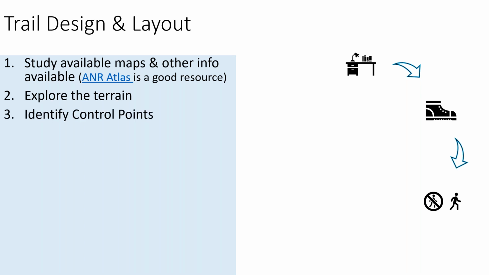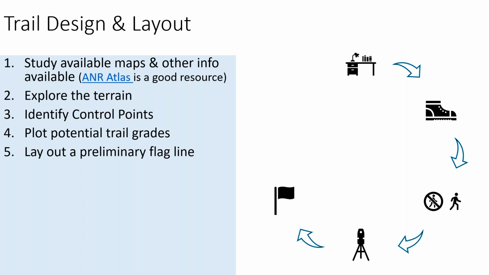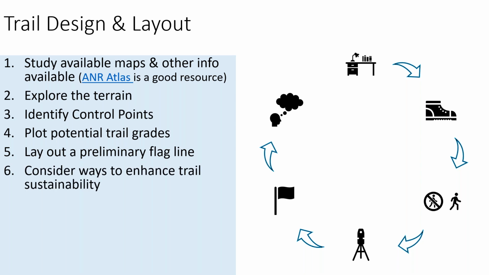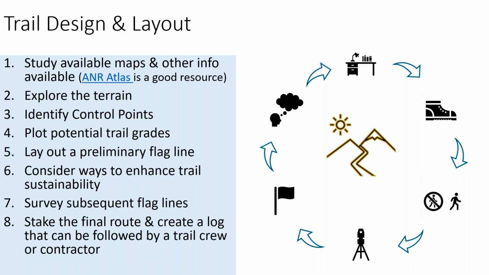You identify the control points that might exist when you get down into the nitty-gritty of the landscape. Then you can plot potential trail grades, again, according to those specifications that you've already identified by choosing the trail type. You can lay out a preliminary flag line. I'd like to stress that this is definitely just a preliminary flag line. It can help you get an idea of where you're moving through the landscape because you're going to consider ways to enhance trail sustainability, and maybe that means changing that flag line. So you'll go back to your desk and back to your boots and control points, and go through this again a few times and survey subsequent flag lines until you finally stake the final route and create a log that can be followed by a trail crew or contractor to actually get that trail on the ground.